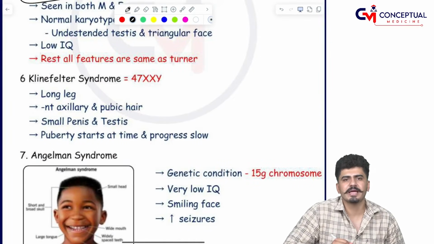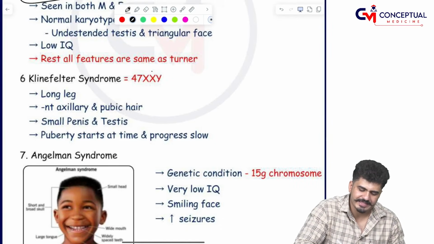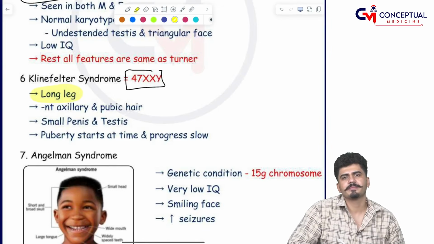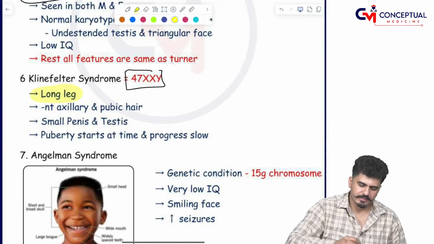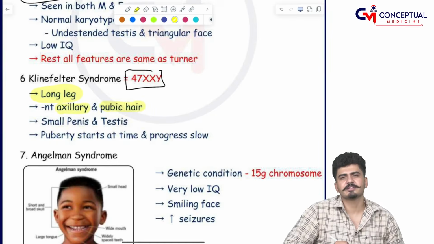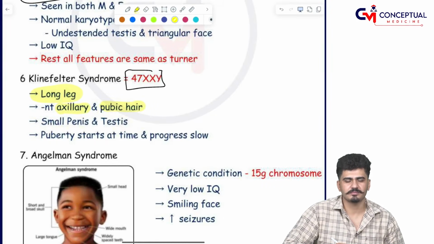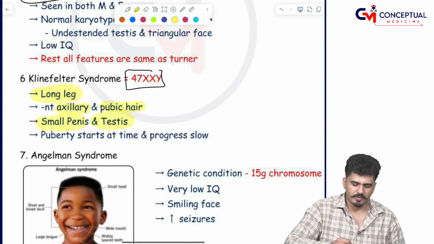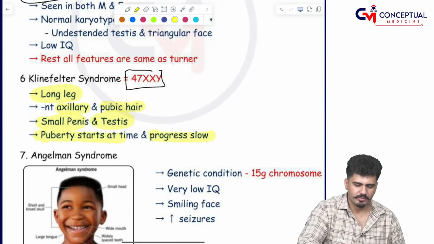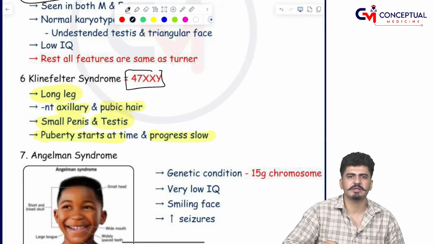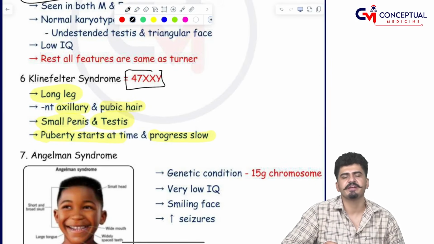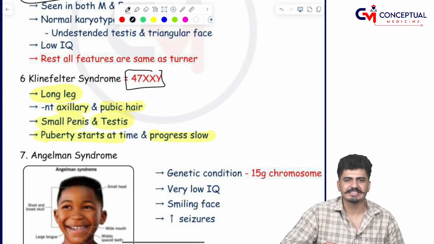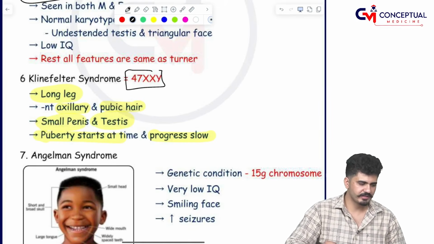Klinefelter syndrome is 47XXY. Sir, long legs, tall height, axillary and pubic hair absent. Small testes, small penis. Puberty starts on time but progresses slowly. Long legs, fair smooth body, tall height, that is Klinefelter syndrome, sir.